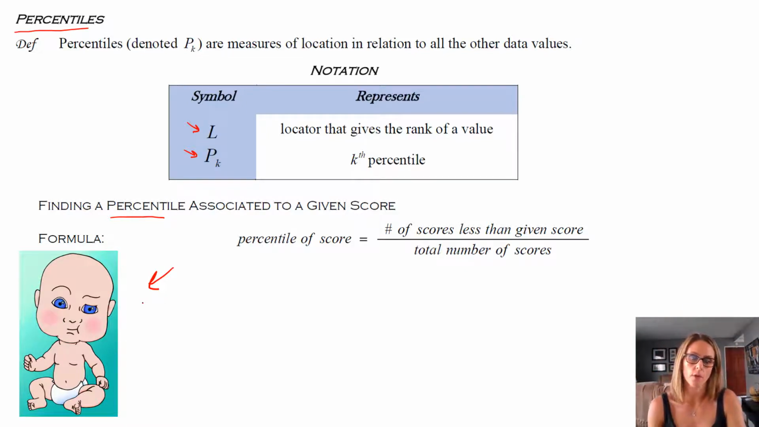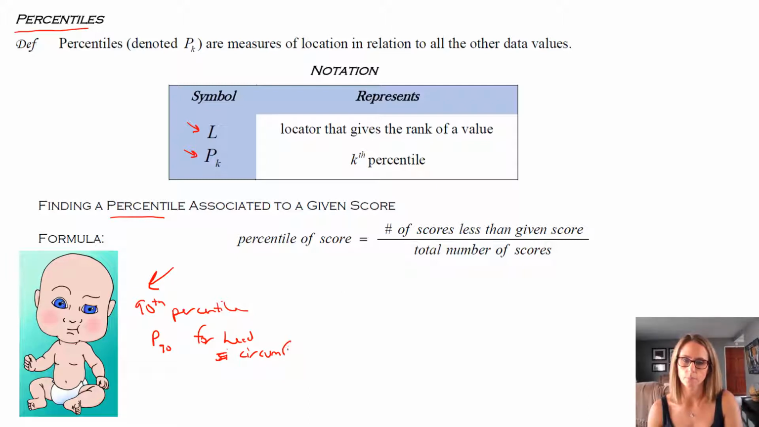And this baby, for example, might be in like the 90th percentile, or P sub 90 for head size. Whatever that head size is, I think they say head circumference, that's where that baby's head circumference sits in relationship to all the other babies that are born in this world. That baby's head is quite large.